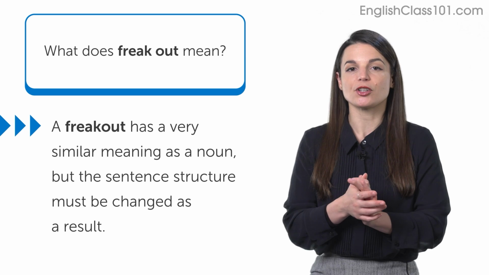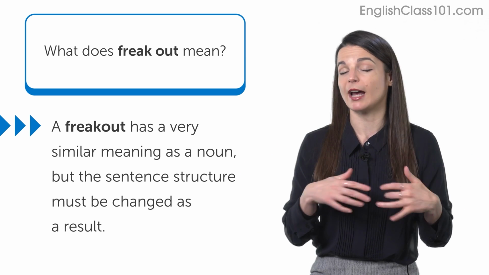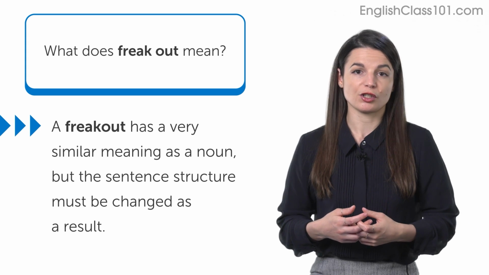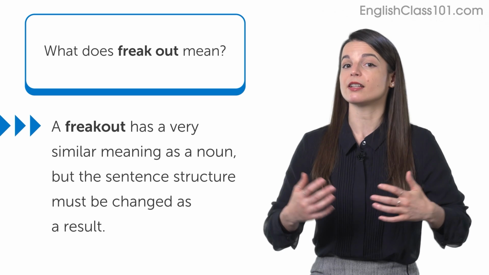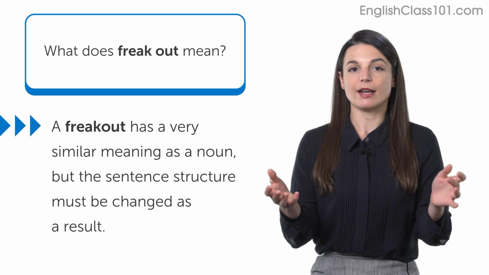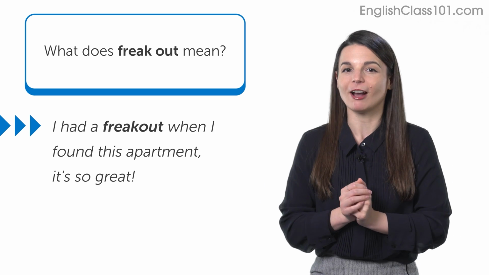So as you can imagine, a freakout refers to the same thing. We can talk about the same kinds of experiences, just with a slightly different sentence structure. So for example, we can express those positive emotions with freakout as a noun. For example, when you find a new apartment that you're really excited about, you can say, I had a freakout when I found this new apartment.